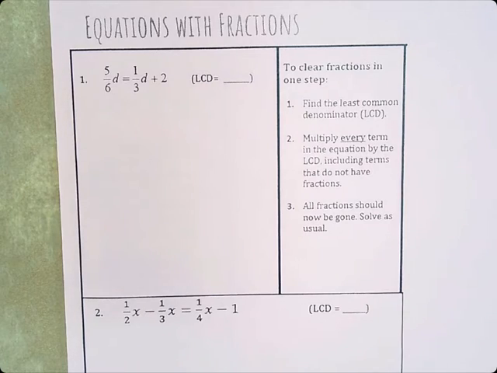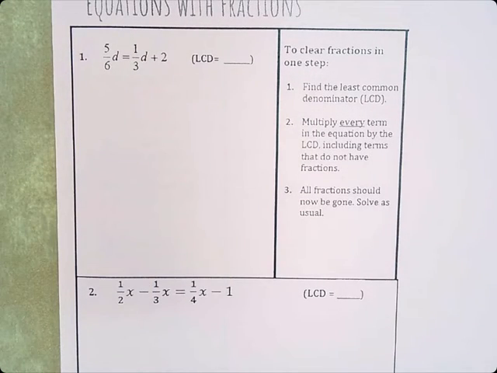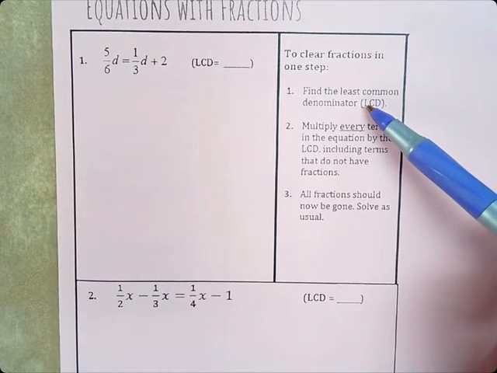And the reason I don't like it is because if I'm dealing with a third or a sixth, I'm going to have a repeating decimal. And I don't like that. So I wouldn't change the fraction to a decimal. Instead, I'm going to clear the fraction in one step. So here are these steps.